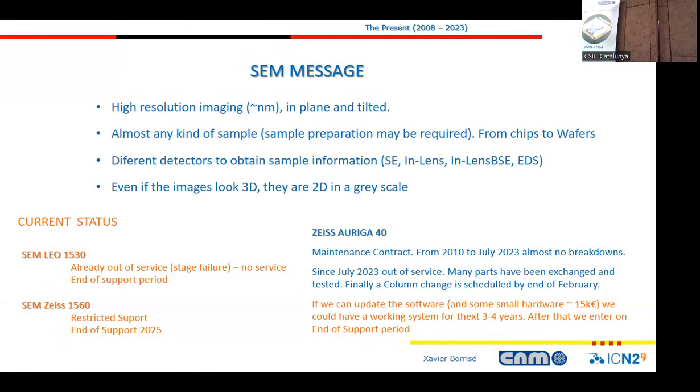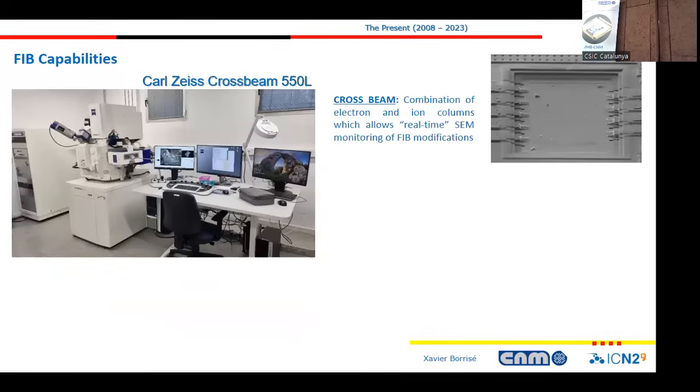After that, with everything that we have changed and the new column, we think that if we can update the software, basically because it's very old, we can have a system for the next 3 years. So we have a kind of brand new system because almost everything is exchanged. The gun is exchanged, the power supplies are exchanged, because we had different trials during this time, and now we have this situation.